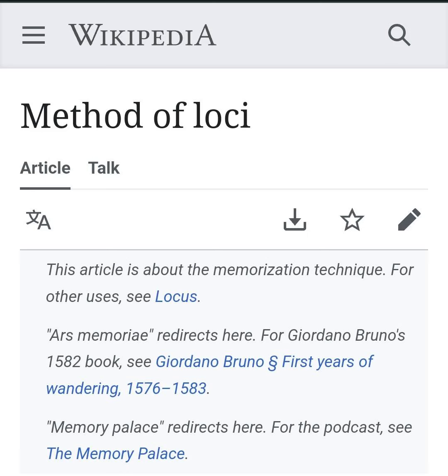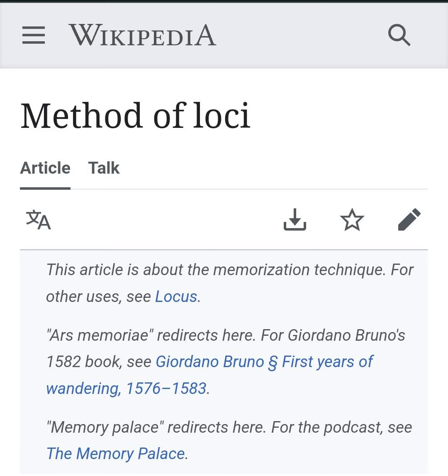The method of loci is a strategy for memory enhancement, which uses visualizations of familiar spatial environments in order to enhance the recall of information. The method of loci is also known as the memory journey, memory palace, or mind palace technique.